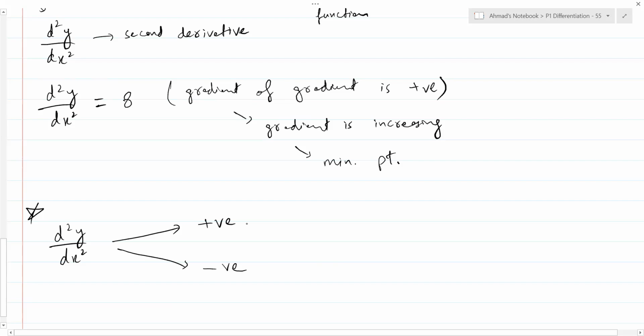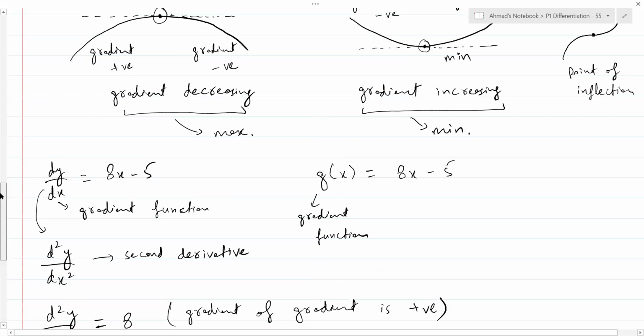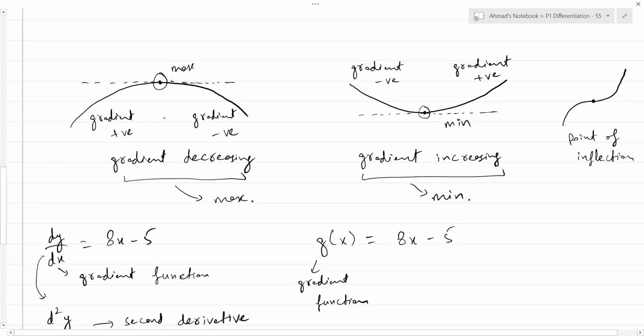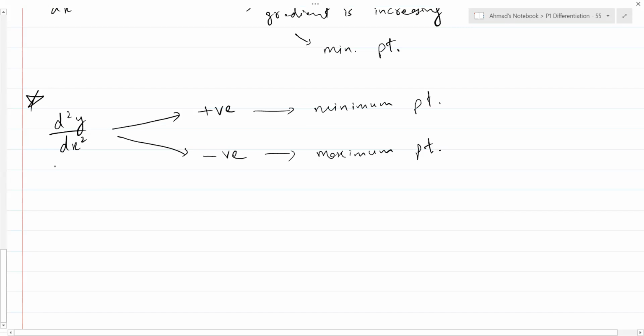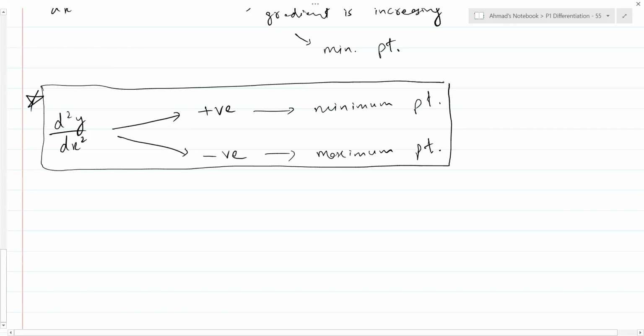If the second derivative turns out to be positive, इसका मतलब ये होता है, the point that we're talking about is a minimum point. Or if second derivative negative आ जाए, the point is going to be a maximum point. So that is the takeaway from that discussion. So that was just the background. हम क्यों second derivative को use करते हैं? Because we are thinking about the behavior of the gradient. But this is what it leads us to. This is the result that we now need to remember. If the second derivative turns out to be positive, we're going to say it's a minimum point. And if the second derivative turns out to be negative, it's going to be a maximum point.